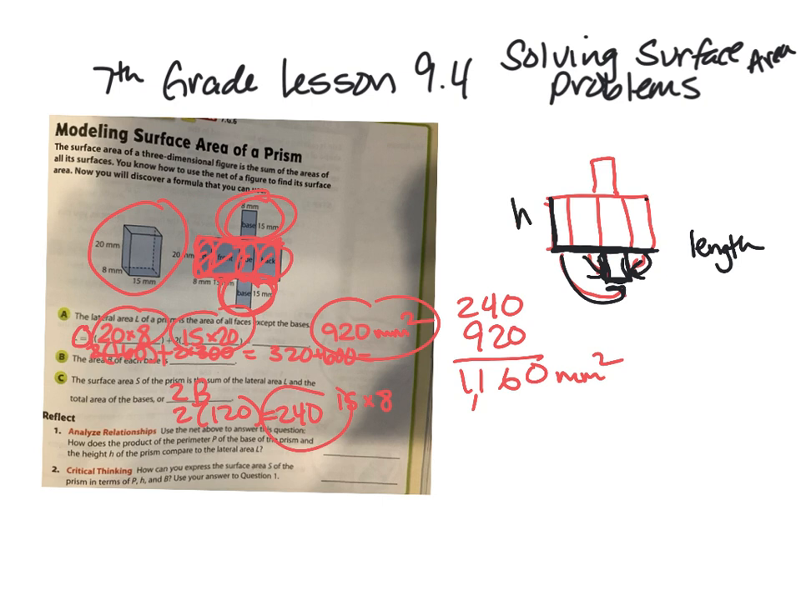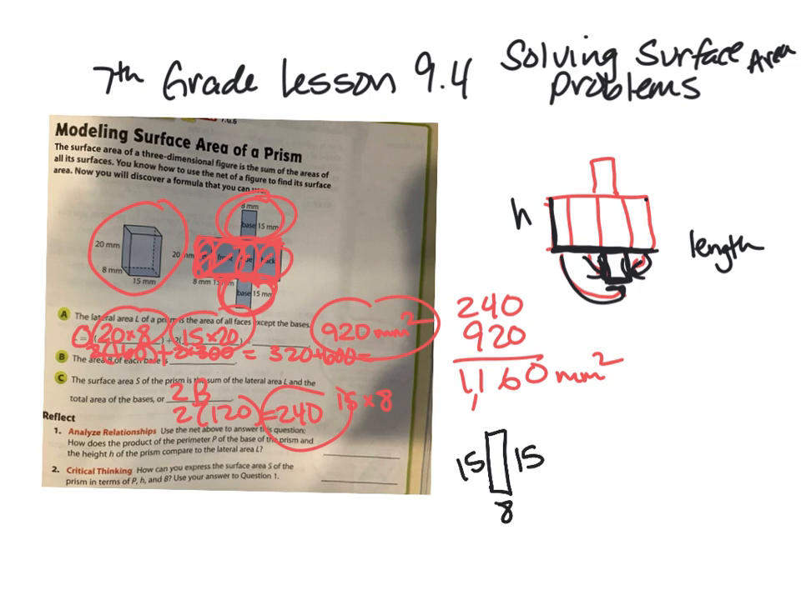So they ask us, use the net above to answer this question. How does the product of the perimeter of the base right here, the product of that with h, with the height, come out? And so if I added the perimeter of my base, 15, I'll draw the base here so we could see it again. That base was 15 and 8, right?